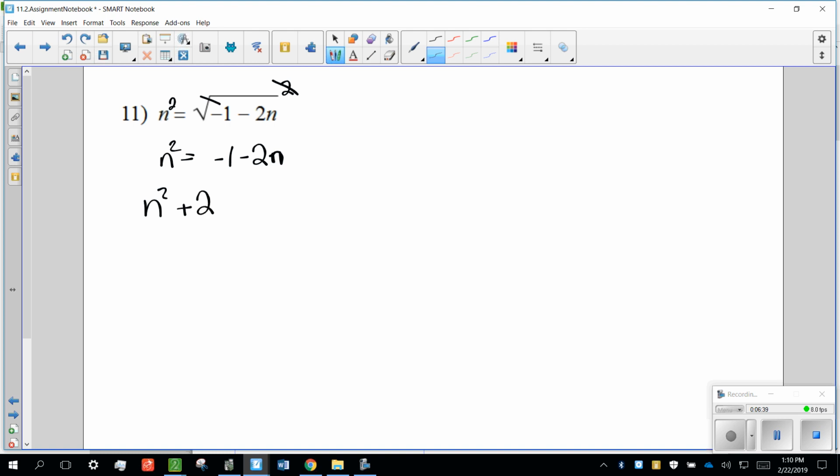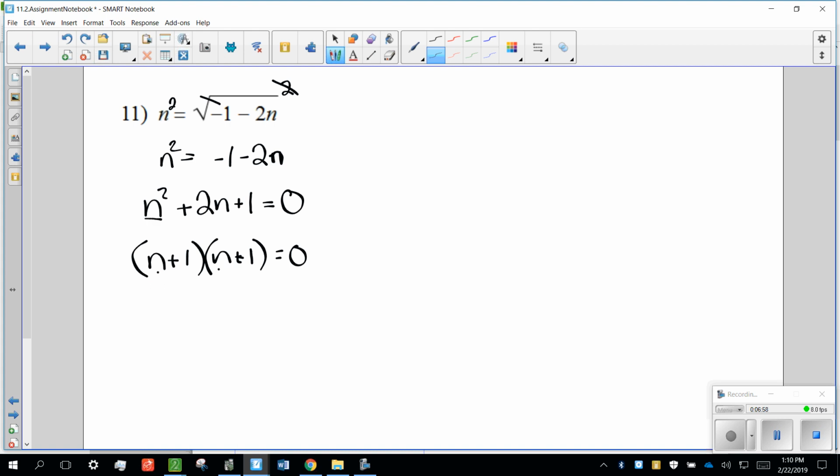Now I've got a squared term, so I'm going to try to get everything to the same side. Set it equal to 0. And then this one factors really easily, so let's do that. n plus 1 times n plus 1 equals 0.